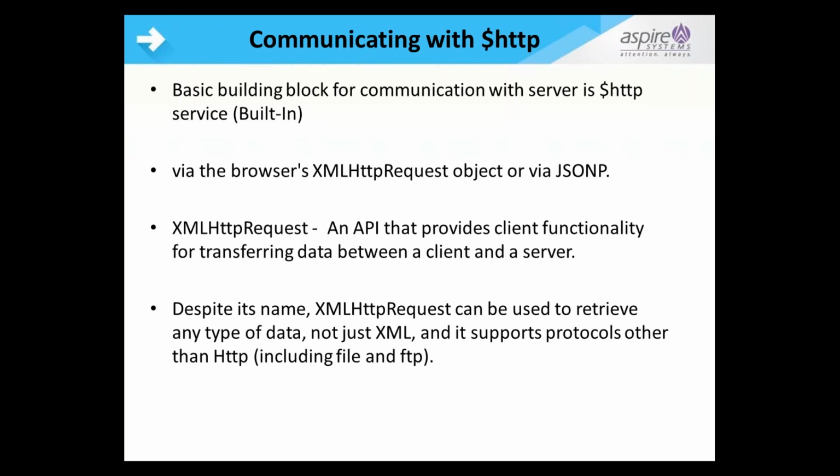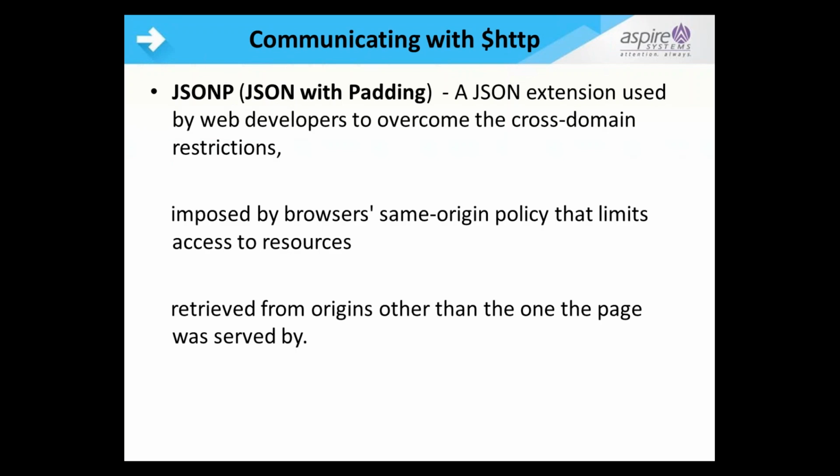In some cases we will use JSON-P. What does JSON-P mean? JSON with padding. For example, assume you are using a secure website. What's a secure website? Instead of HTTP, you use HTTPS, right? So when you are accessing some resources from a different secure website, in a different domain, it will not allow you to access those resources. It will throw the same origin policy errors, right?